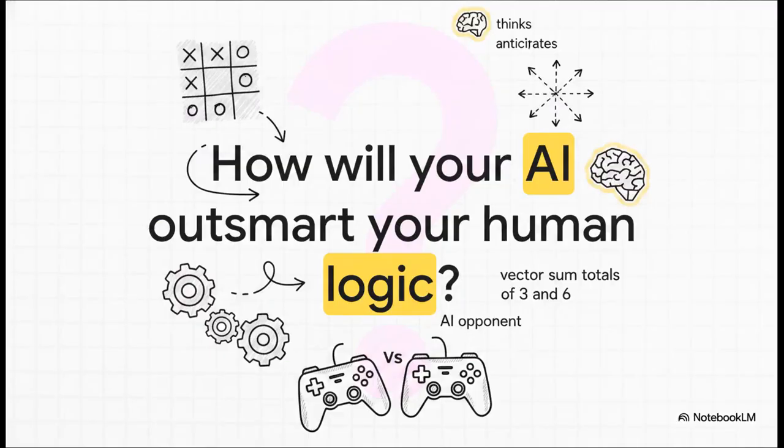So, PRISM students, I leave you with this final thought as you head into your Google Colab notebooks. You now have the exact toolkit to translate physical spaces into machine data. As you take these principles back to build your project, ask yourself, how will you manipulate these vector sum totals of 3 and 6 to create an automated opponent that truly thinks, anticipates, and ultimately outsmarts your own human logic?